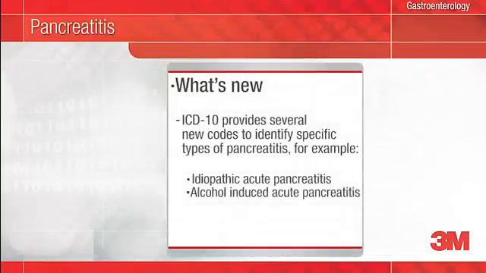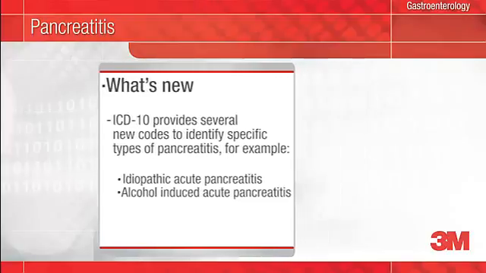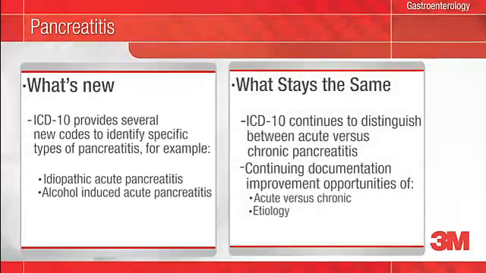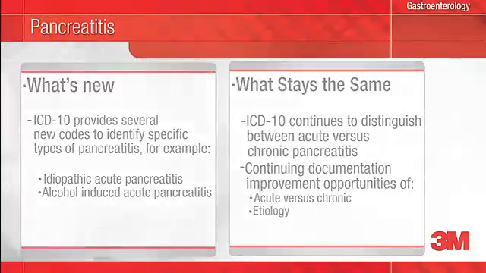ICD-10 provides several new codes for specific types of pancreatitis, such as idiopathic acute pancreatitis and alcohol-induced acute pancreatitis, while continuing to distinguish between acute and chronic, as was the case in ICD-9. However, there are continuing opportunities for improvement in the documentation of acute versus chronic pancreatitis and the specific etiology. Let's take a look at some actual medical record documentation on the next slide.